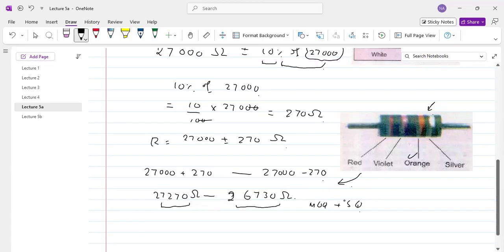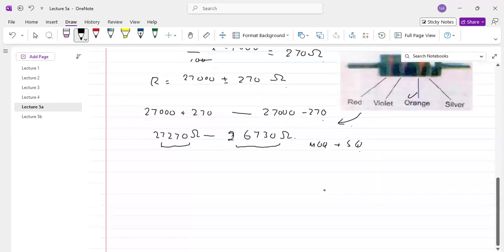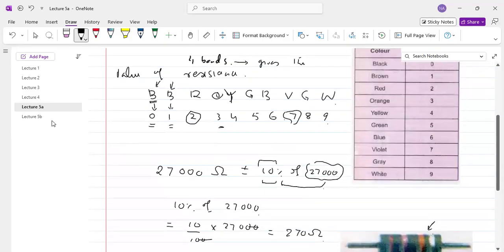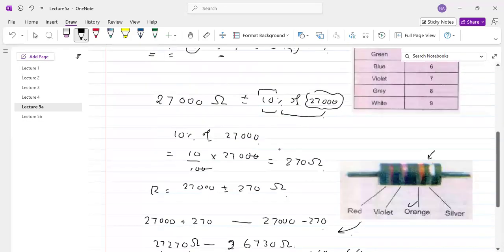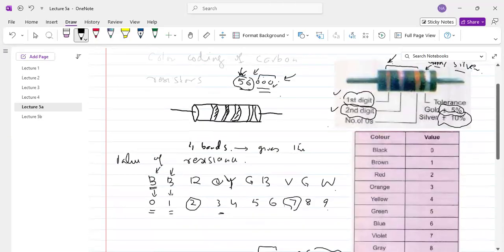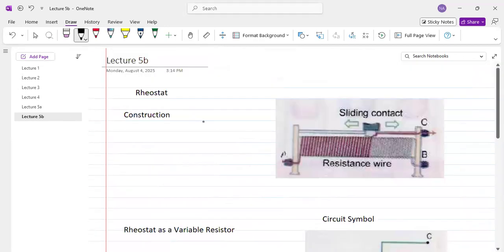So remember this with the help of example and the names of the color and also the values associated with the names of the colors of the band. Now the next most important topic is for long question, which is rheostat.